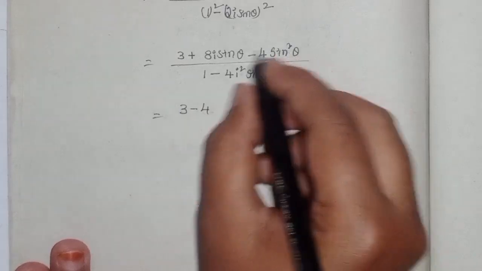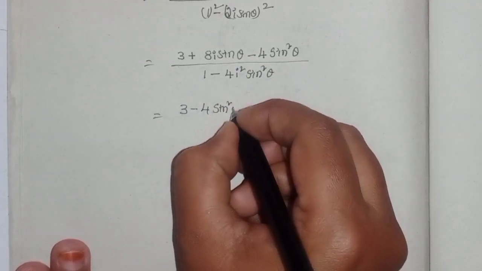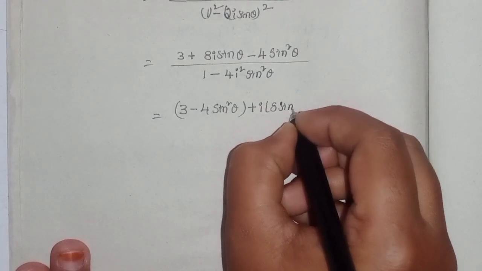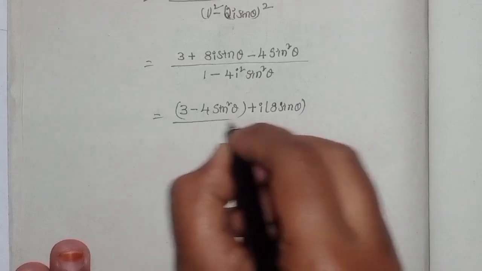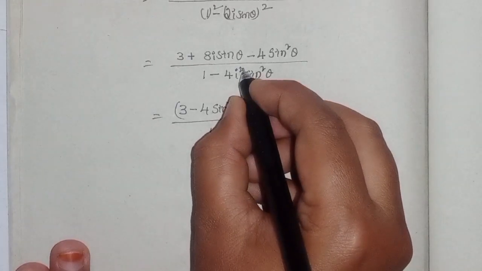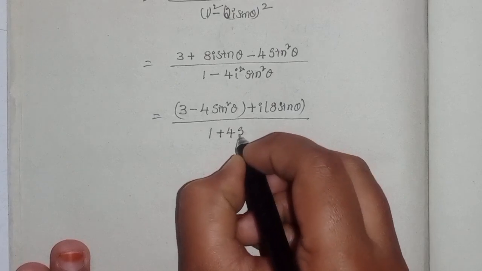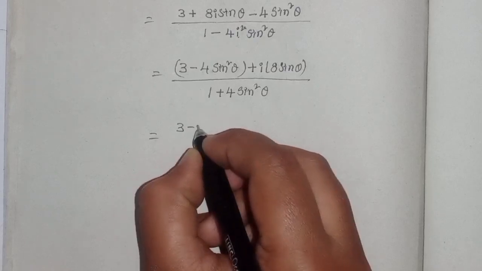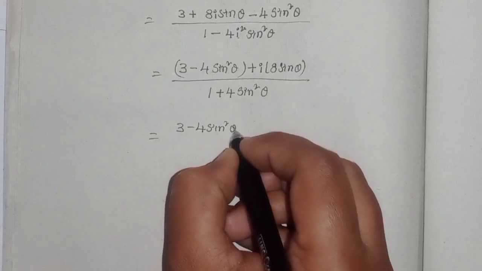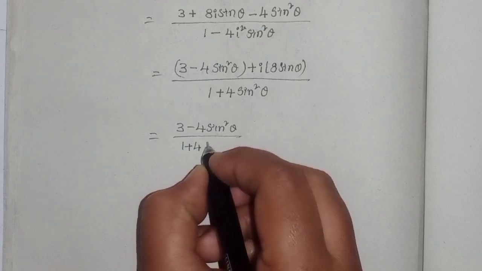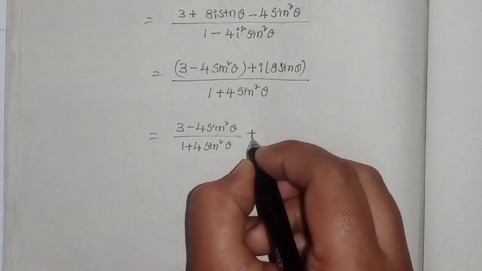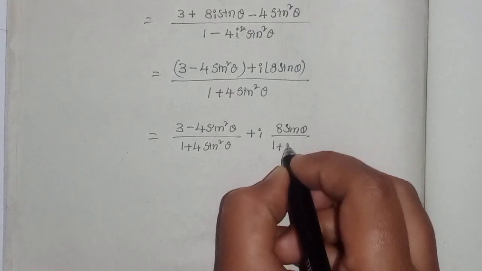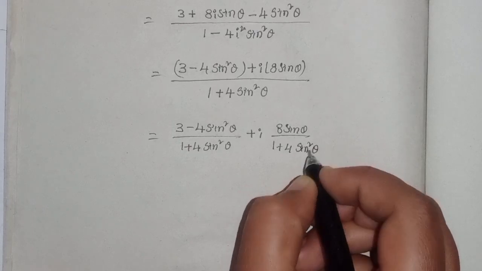Real part, imaginary part, okay. I into 8 sin theta by 1. I square value is minus 1. Minus into minus plus 4 sin square theta. So 3 plus 4 sin square theta by 1 plus 4 sin square theta plus i into 8 sin theta by 1 plus 4 sin square theta.